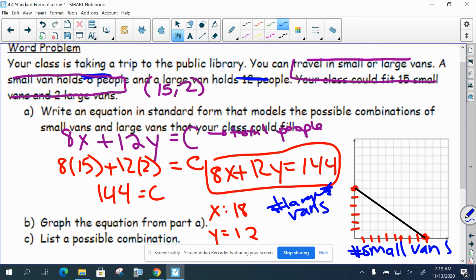Okay, so the other combinations would just be like where the points line up, and we won't worry about that question.